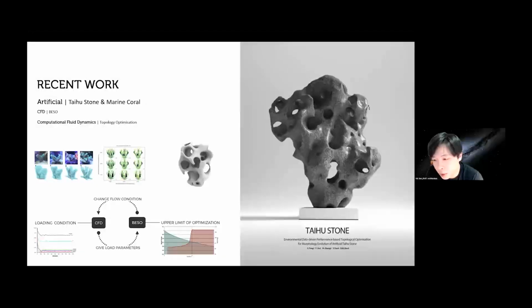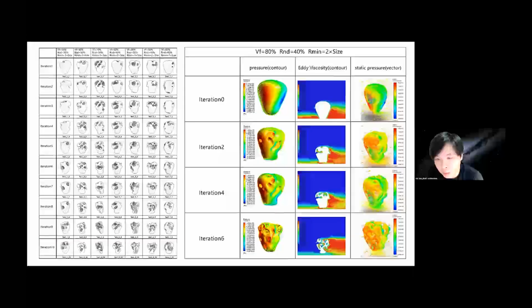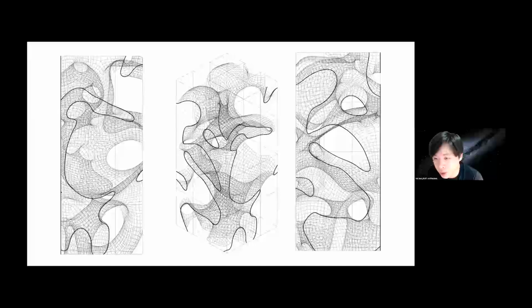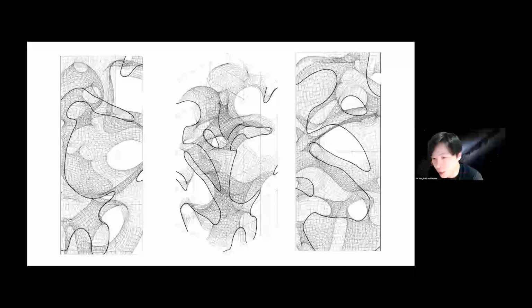We also published a paper in the Digital Future Conference. So this is the design process, how the CFD and the water loading can be applied on the surface of the Taihu stone, to create an interesting surface and porous space for architecture design, for architecture interior space.